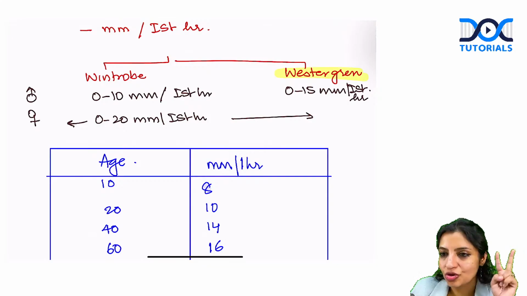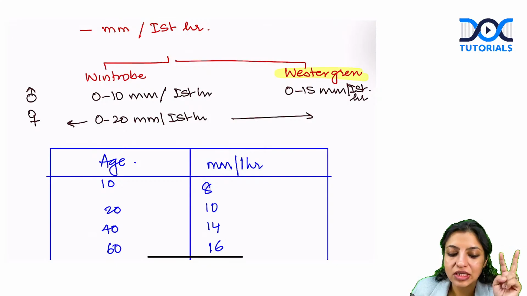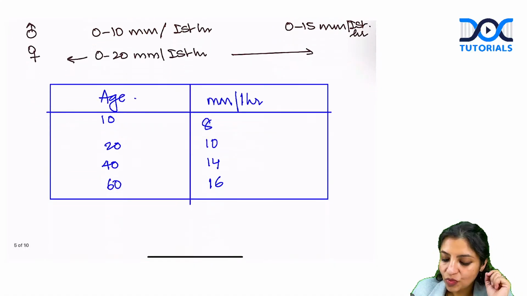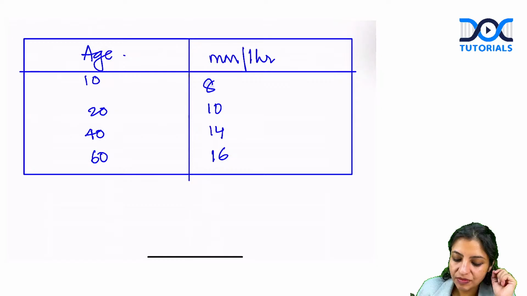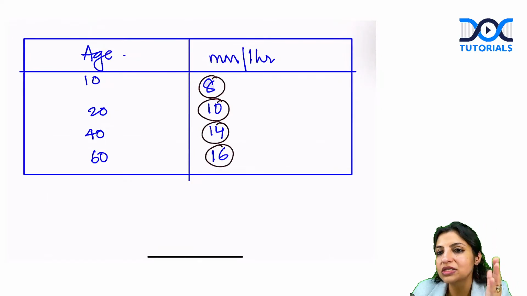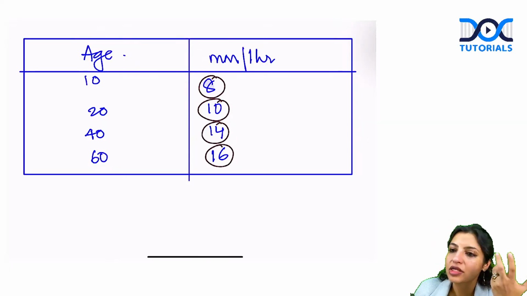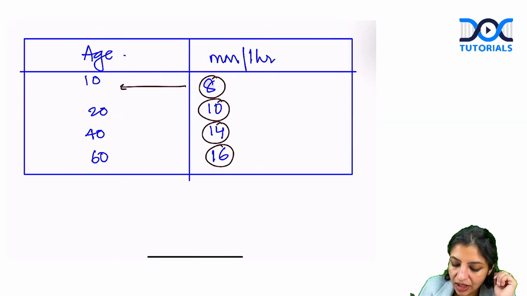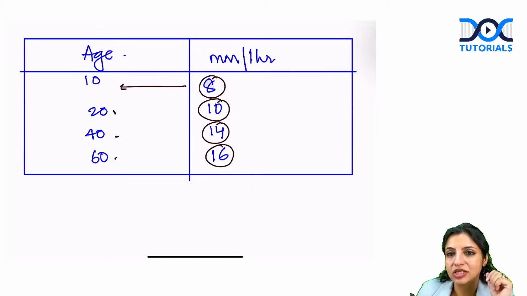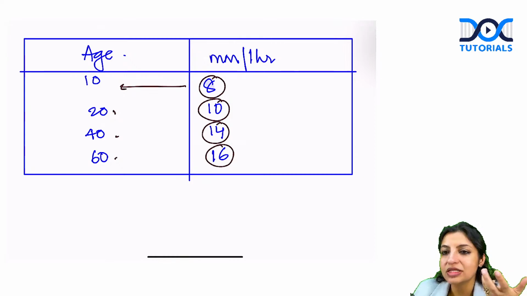The second point you should remember is ESR always increases with age. So what is that point? Remember a very simple code: 8, 10, 14, 16. That is for ages 10, 20, 40, 60. So remember, by the age of 10, your ESR is usually 8 millimeter in the first hour. By the age of 20, it will be 10. At 40, it will be 14, and at 60, it will be 16.